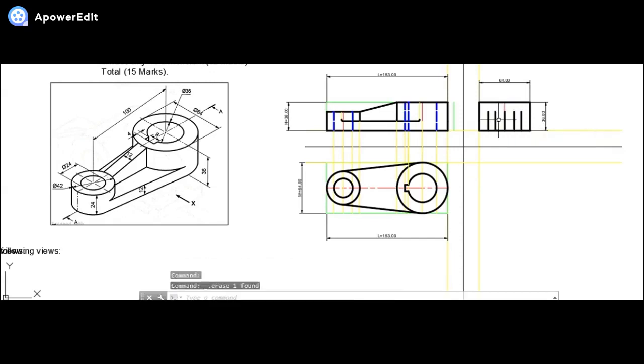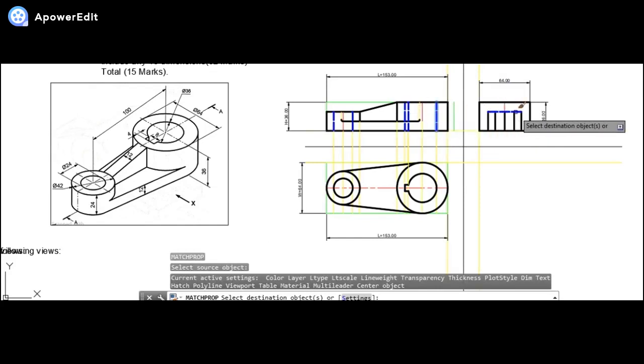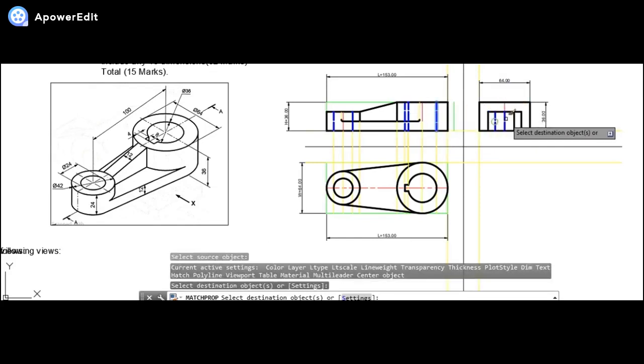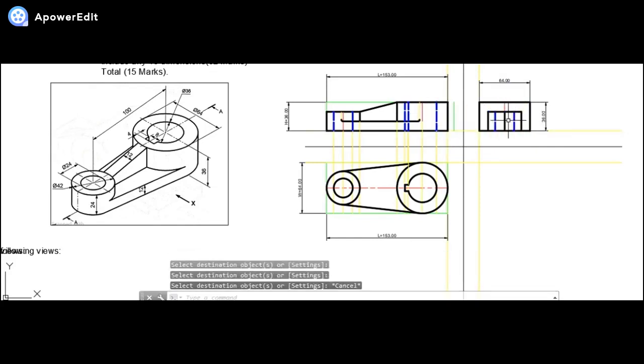Okay. Now I'll just construct this cylinder like this over here, and I will be matching these as the hidden lines, like this one and this one. Okay, once I'm done, I'll be deleting this line.